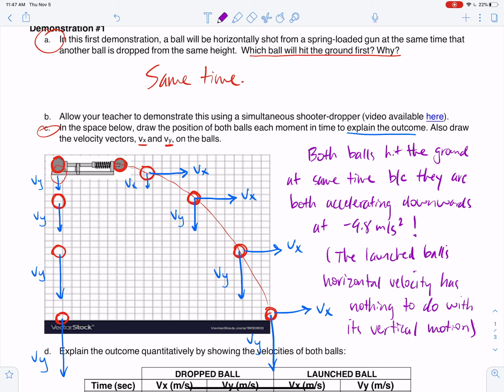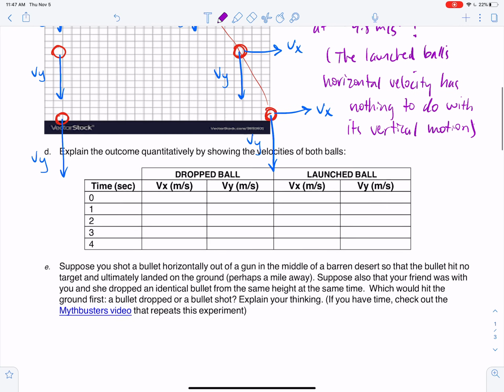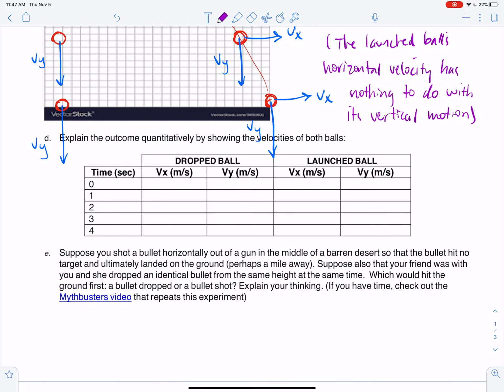Now, that explains the outcome with vectors, and it explains it in an illustration, but how could we explain the outcome quantitatively? Like, what would the numbers actually look like? Well, if this was a 4-second journey, a 4-second fall, which in the video, it certainly is not a 4-second event, but let's say we extended it. Let's say we put the launcher up much, much higher so that it did take the balls 4 seconds to hit the ground. Then what would the velocities of both objects be each second?